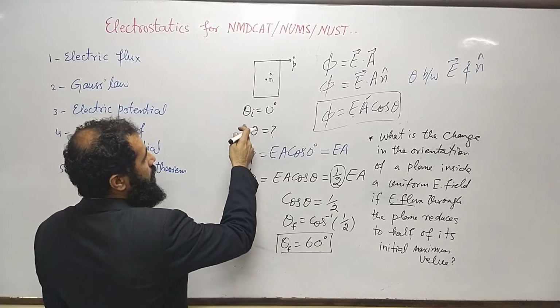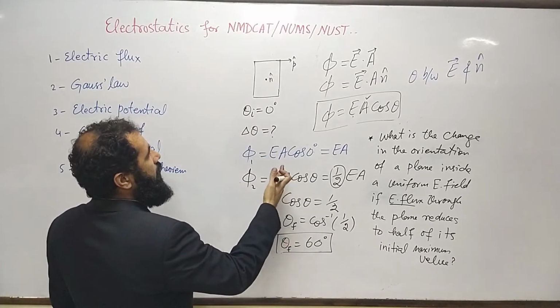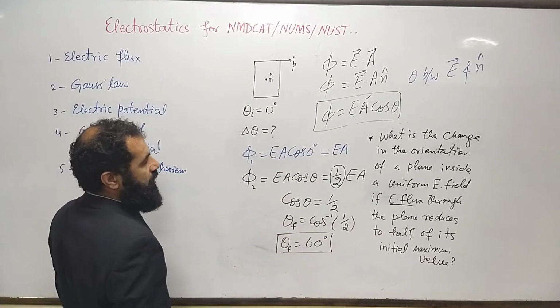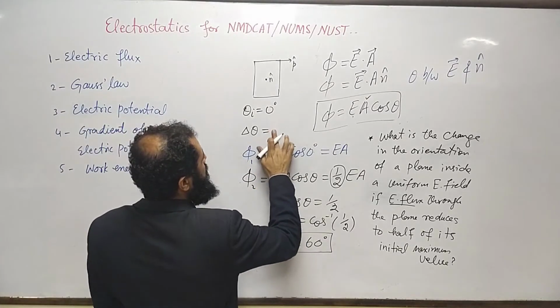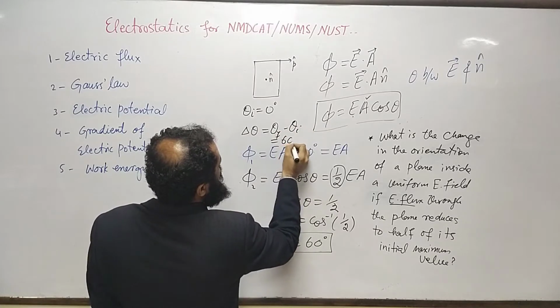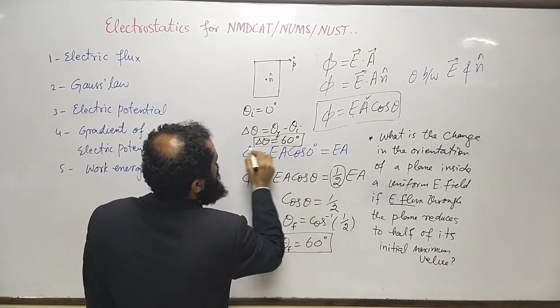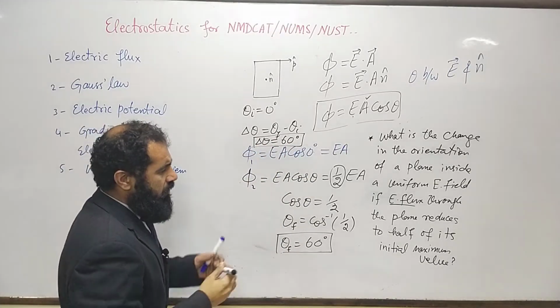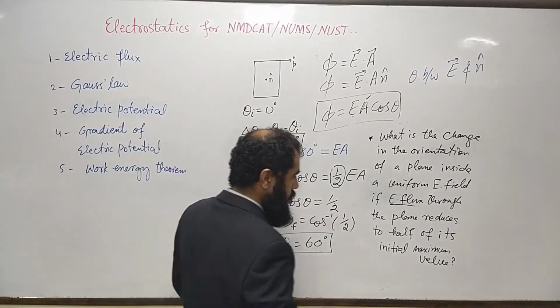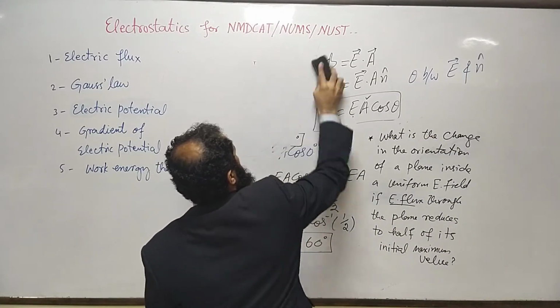And from here you know that it is 60 degree. If you have theta initial and theta final, you can calculate the change in the angle, and that is theta final minus theta initial. So the change in the orientation is 60 degree. And similar questions may be asked in the exam. So now we move to the next concept.